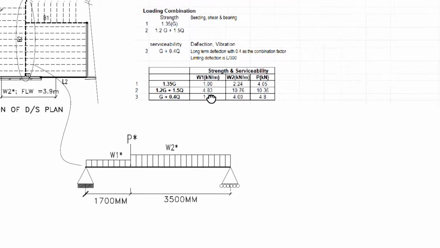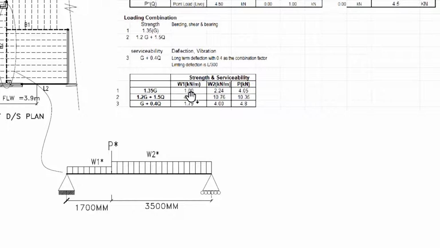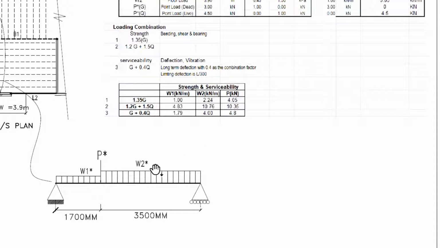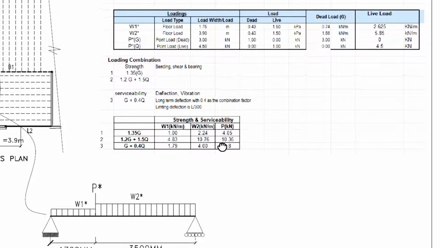So we set up the table for this loading combination, and we have 3 load cases here. For strength, 1.35G. We worked out W1 to be 1 in terms of the dead load only, W2 is 2.24, and the point load is 4.05. Again, for strength, the other loading combination is 1.2G plus 1.5Q: 4.83 for W1, 10.76 for W2, and 10.35 for the point load.